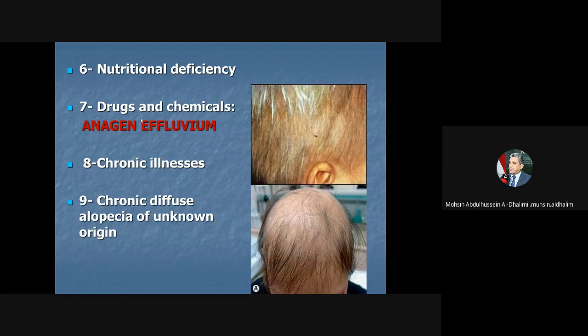هنا الاناجين مثل ما قلنا قبل شوية، يعني التلوجين 10 إلى 15، وهذا 85 إلى 90% of the scalp hair هو أناجين. إذا وقع الأناجين راح يصير more diffuse, more severe and more rapid than the telogen effluvium. The chronic illness, يعني any patients with chronic liver disease, chronic renal disorder may get alopecia. And sometimes we get chronic diffuse alopecia of unknown origin. مهما نسوي له تحاليل ما راح نوصل إلى نتيجة.